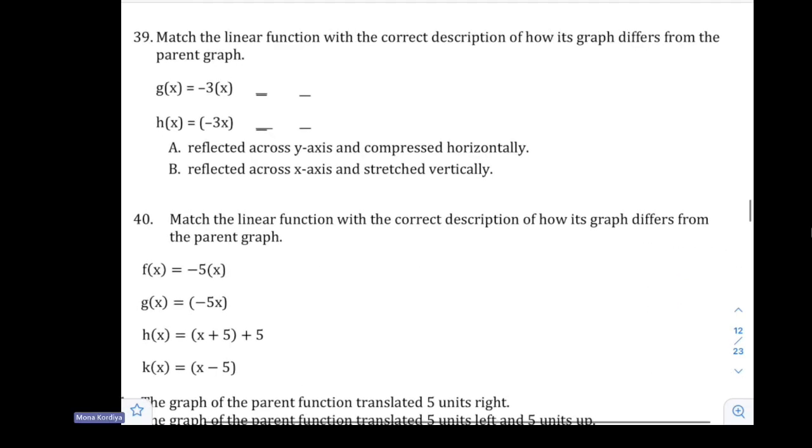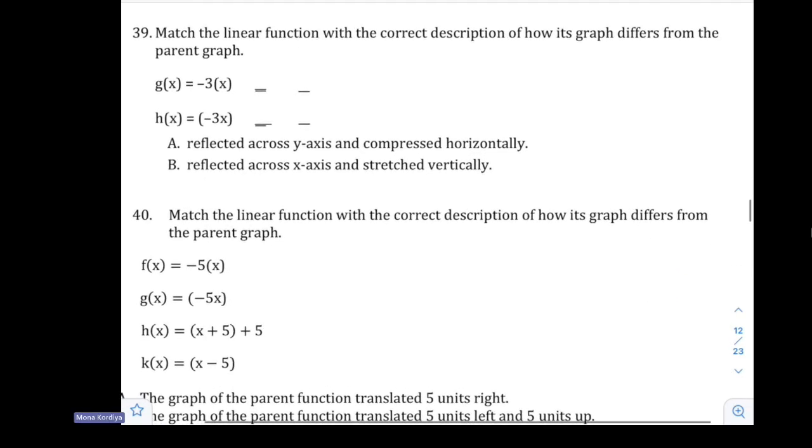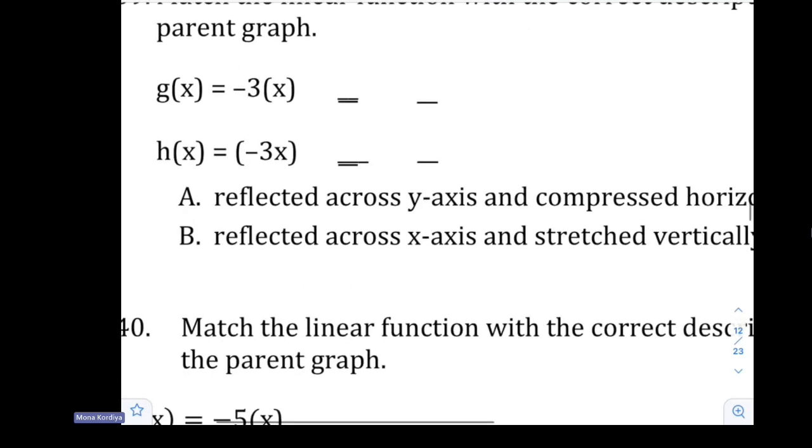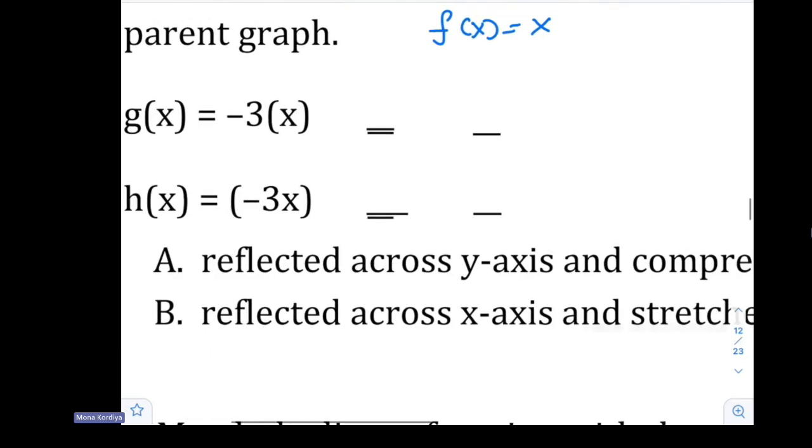Match the linear function with the correct description of how the graph differs from the parent graph. The parent graph in general is f of x equals x. This is the parent function for all linear functions. And as you see here, we have this difference and we have this difference. The negative sign in general indicates reflection. If it is not grouped, the reflection will be across the x-axis.